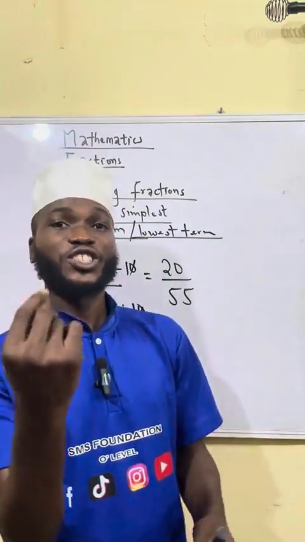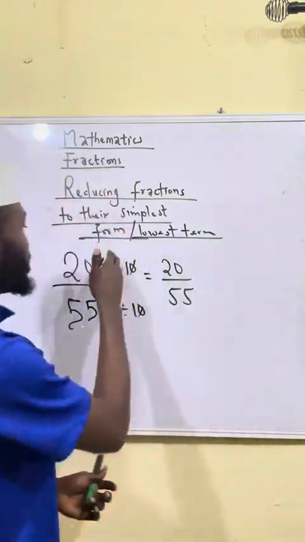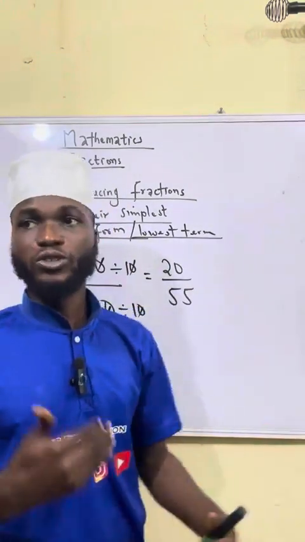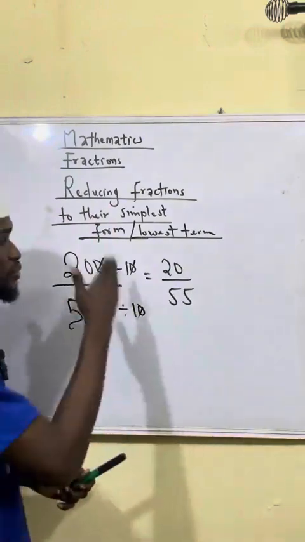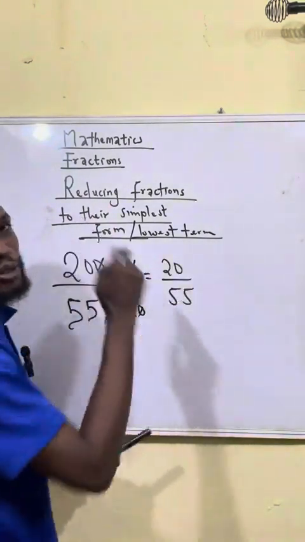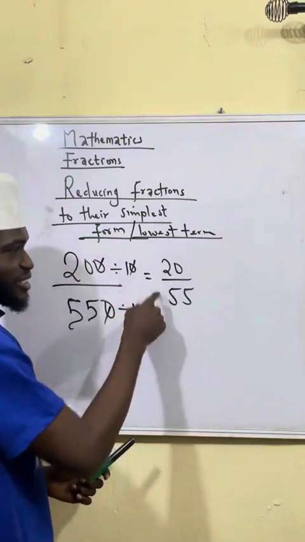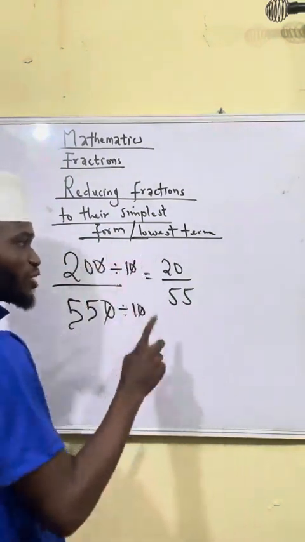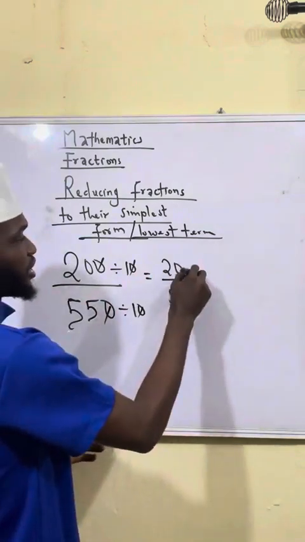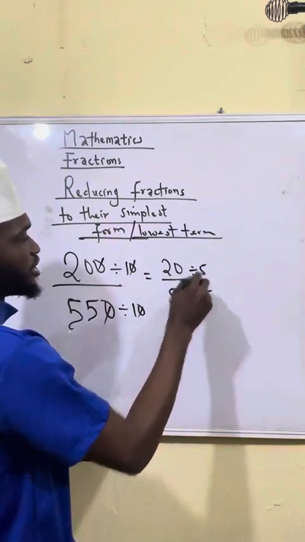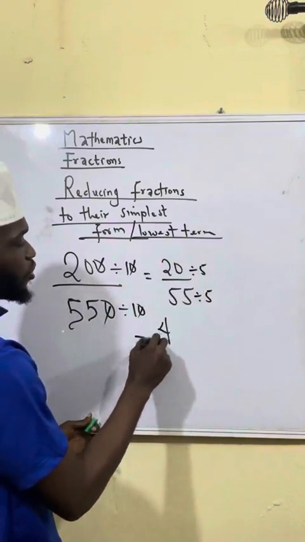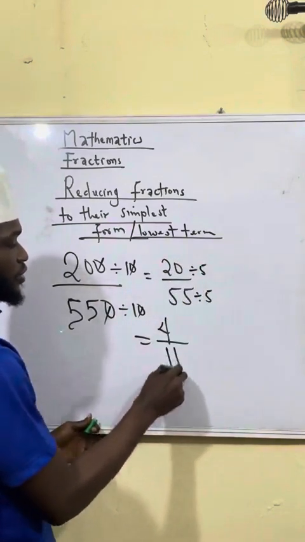In fact, you can even start with something as small as 2, because 2 can divide both. But I want us to get the answer faster, that's why I'm doing this. Now, this is still not the simplest form because a number can still divide both of them. What number? 5 can actually divide 20 and 55. If I divide the top by 5, you have to divide the bottom by 5 as well. So 20 divided by 5 gives me 4, and 55 divided by 5 gives me 11.